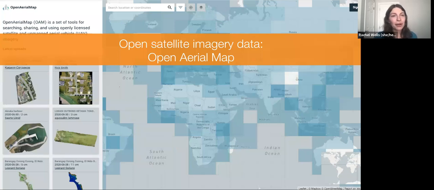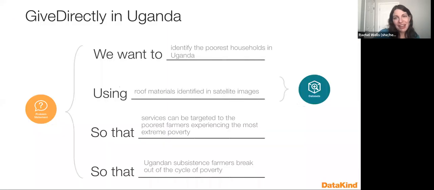Satellite imagery data is another overlooked data source that is available to help through many open sources and can be helpful for all kinds of projects. One example is Open Aerial Map. It's a really great source that includes data covering much of the globe. And there's also Landsat by NASA. And that's a great resource for open satellite imagery data in the US in particular. We also used open satellite data for the humanitarian response project mentioned earlier. But another example of using open source satellite imagery data is that project with GiveDirectly, in which we want to identify the poorest households in Uganda using roof materials identified in satellite images.